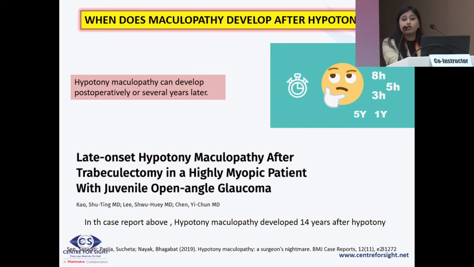So now the question of the hour: when does maculopathy develop after hypotony? Well, there is no particular time period. There are case reports where it has developed on the 3rd day post the filtering surgery, as well as where it has developed 14 years after hypotony.